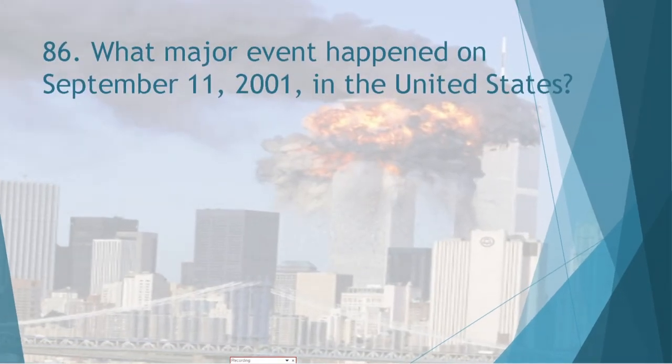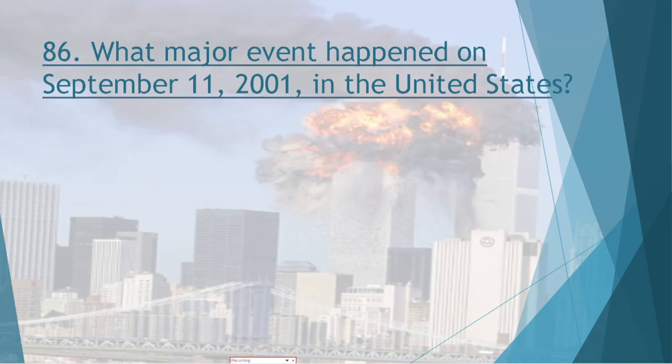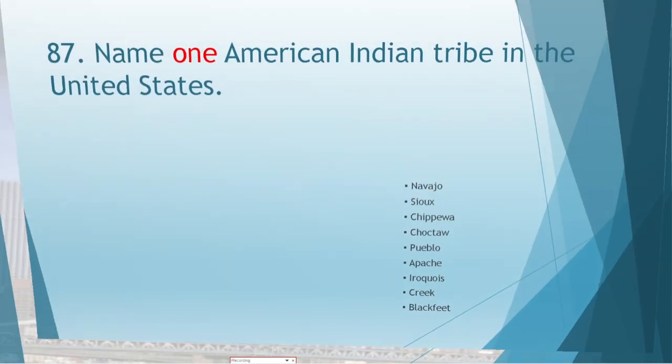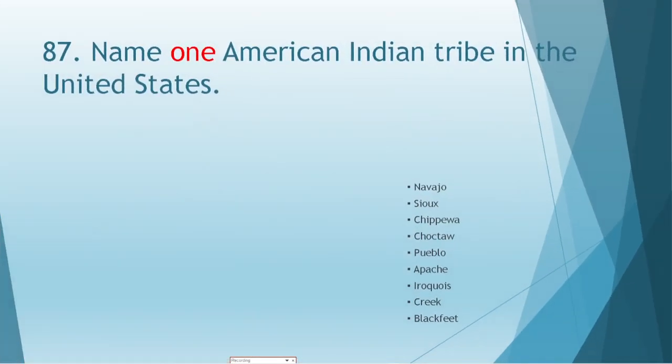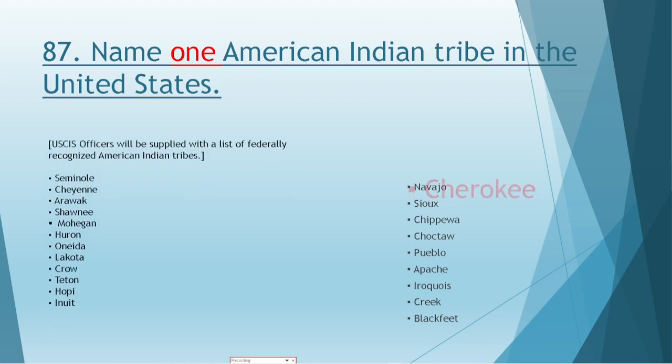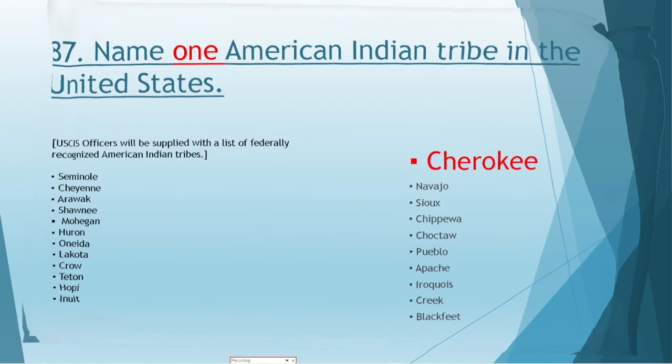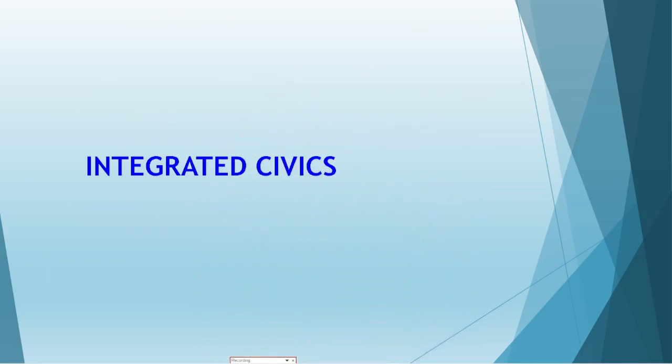What major event happened on September 11, 2001 in the United States? Terrorists attacked the United States. Name one American Indian tribe in the United States. Cherokee. Integrated civics.